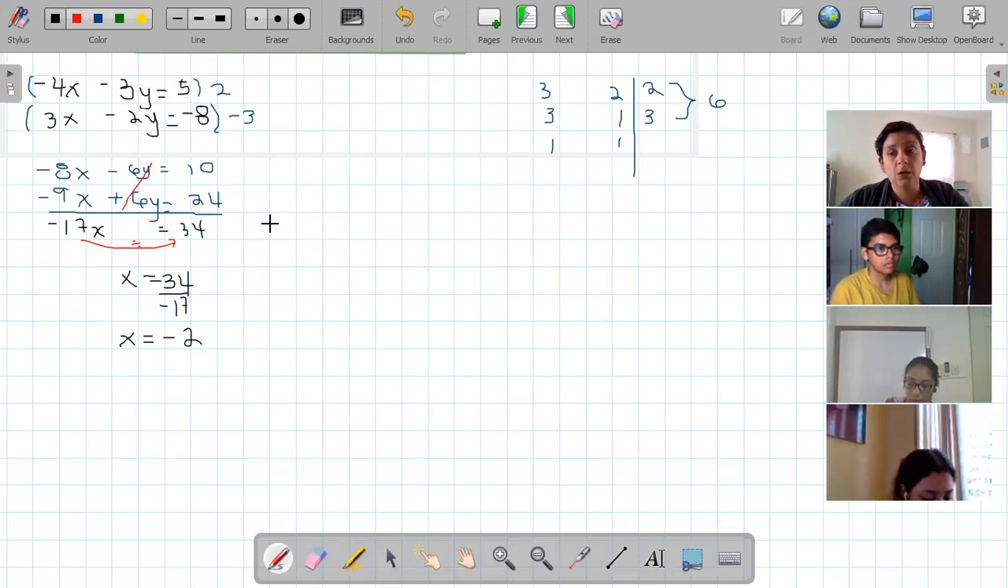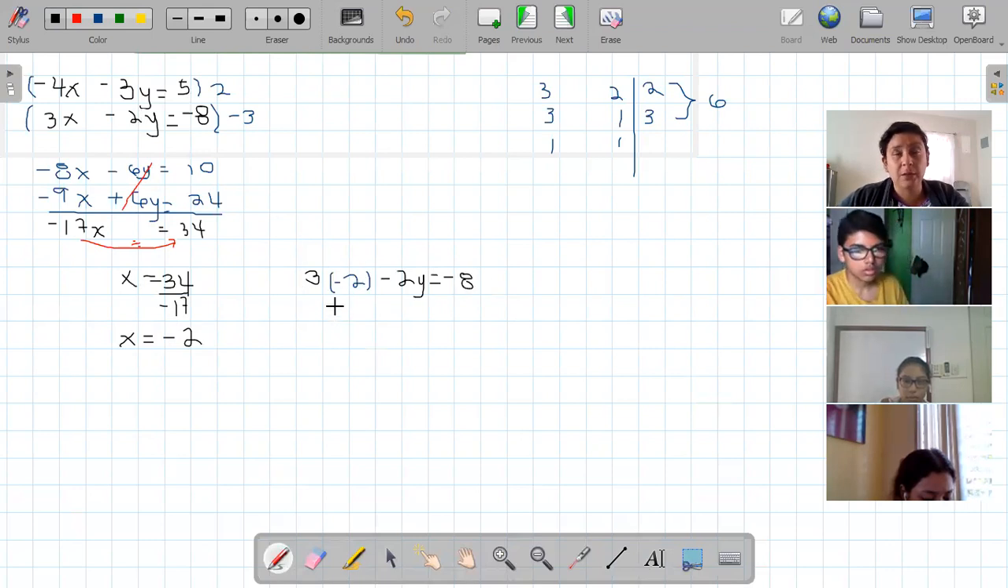Now this value, I'm going to substitute it in either of these two equations. Doesn't matter which one. Which one would you like me to substitute it in? The first one or the second one? The second one. Okay, so I'm going to have 3 instead of x, the -2, minus 2y is equal to -8. You see, I'm doing it in the original. 3 times -2 is -6. -6 minus 2y is equal to -8.